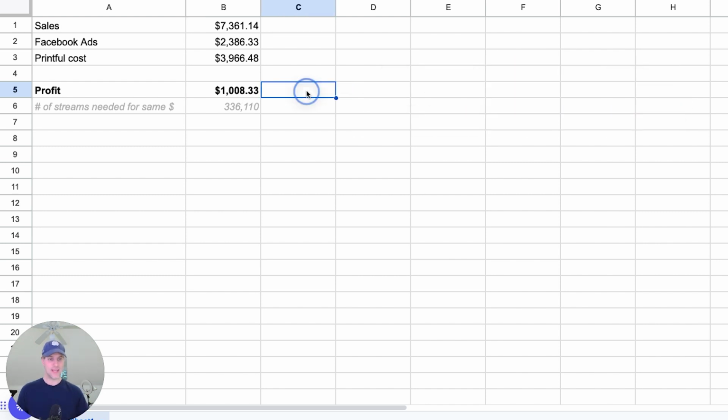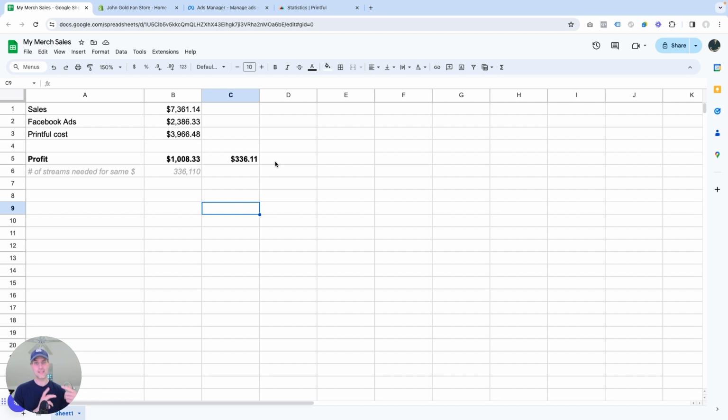So this number here, the $1,008, that's the profit from 3 months of merchandise sales. And so if I take that number and I divide it by 3 to get to a monthly number, it basically gives me $336. That means just by launching this merchandise sales campaign, I gave myself a monthly budget to promote my music of $336. That is pretty awesome. And that's without me doing anything or contributing any outside money to any of my campaigns.